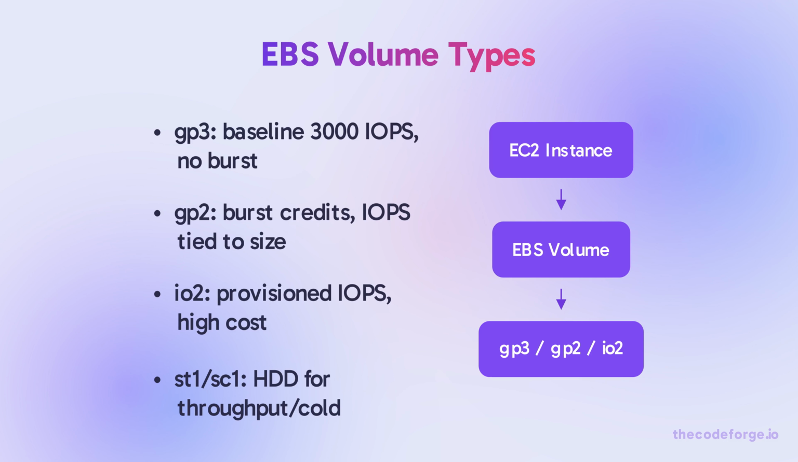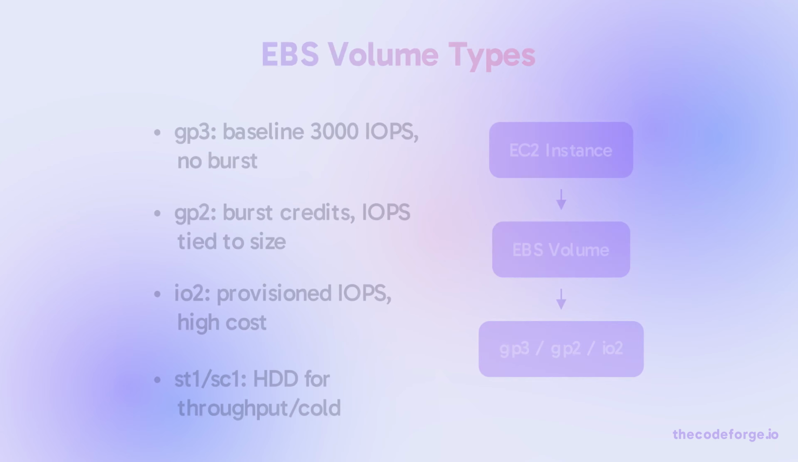Elastic Block Store provides block storage that persists independently of your instance. GP3 is the new default. It gives you 3,000 IOPS baseline regardless of size, and it's often cheaper than GP2. GP2 has a burst credit model that can silently throttle your I/O when credits run out.